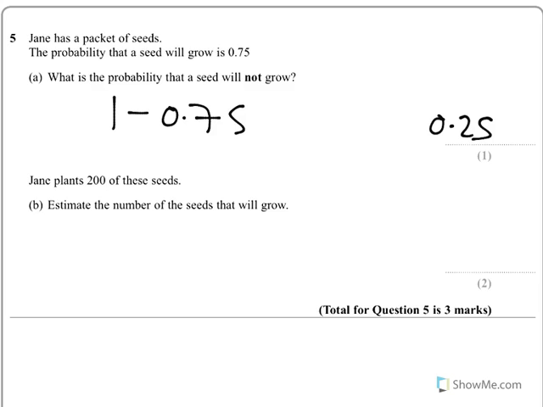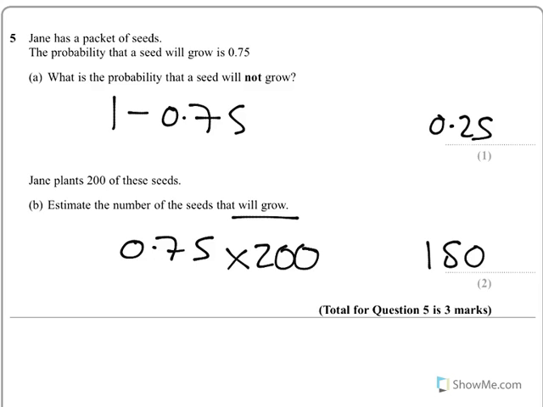Part B. Jane plants 200 of the seeds. Estimate the number of seeds that will grow. Well, there's a 0.75 chance of a seed growing, and there are 200 seeds. So we need to multiply those two together. 3/4 or 0.75 of 200 is 150 seeds.